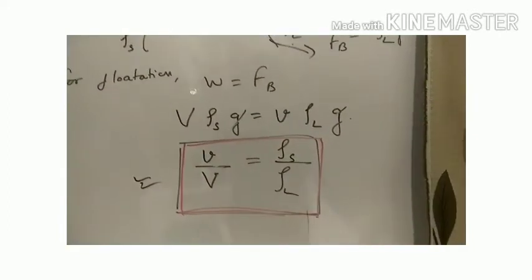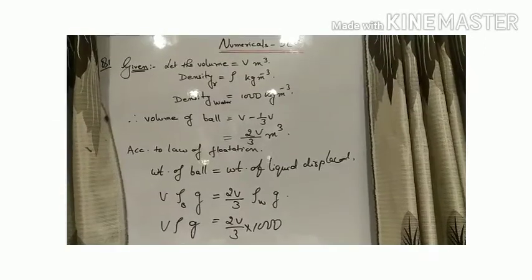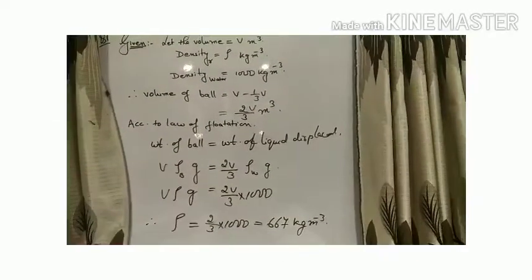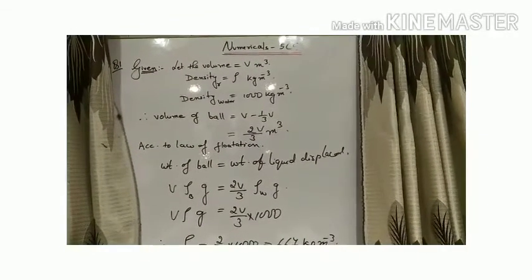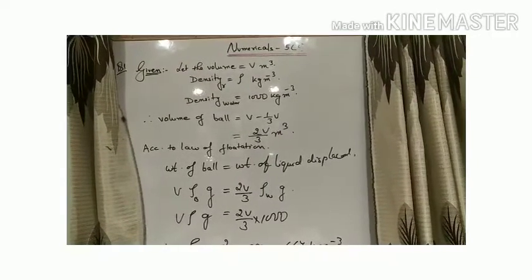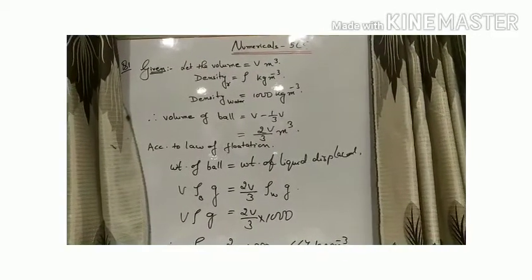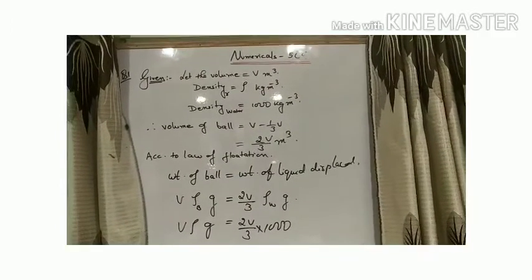This is how we did it. Now we will solve numericals of this exercise 5C. The very first numerical: A rubber ball floats on water with its 1/3 volume outside water. What is the density of the rubber? Here we have to calculate the density of the rubber.